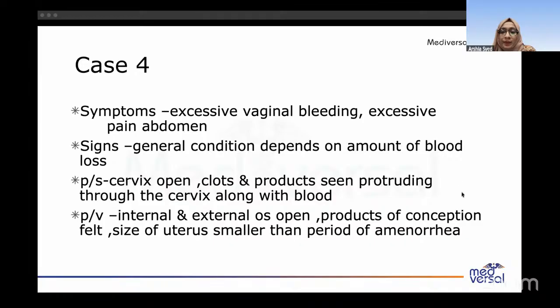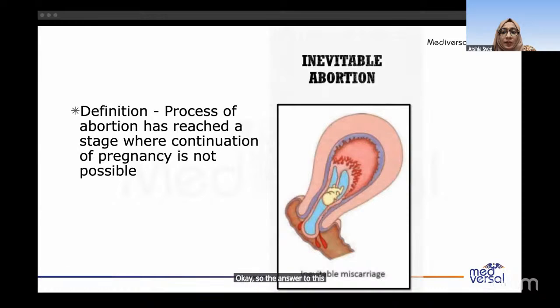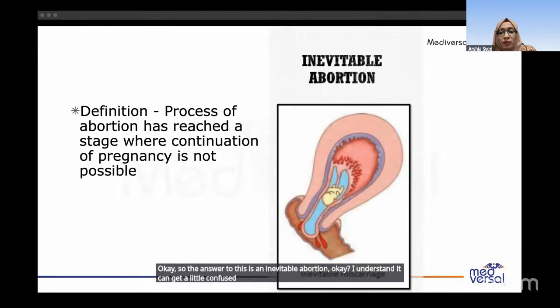There are certain answers like missed, complete, again incomplete. Anything else? So the answer to this is an inevitable abortion. I understand you can get a little confused with incomplete, but let me explain. It might be clearer then.